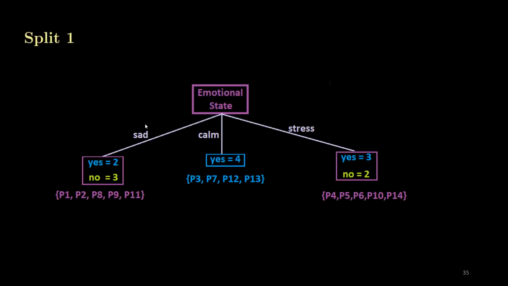In sad, we have 2 classes, yes and no. But at calm, the classification has been finalized, so we do not need to split that branch further. Also in stress, we have to divide further like sad, because there are 2 classes, 3 belong to yes and 2 belong to no. So this is the first split of the tree. We have to continue our tree, and now we will continue with the sad value, because this branch needs to split further and this branch also needs to split further. I stop this lecture here and will continue in the next lecture. See you there.